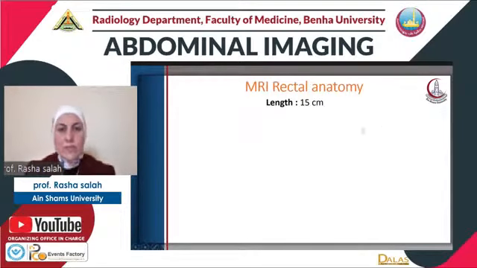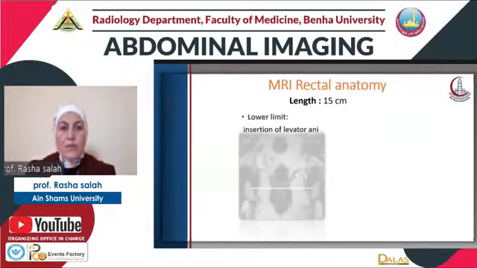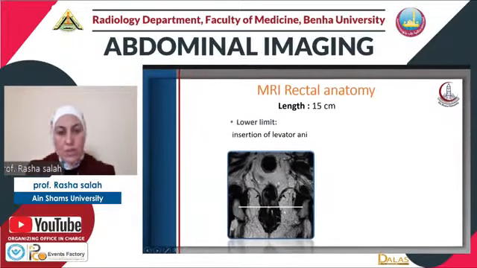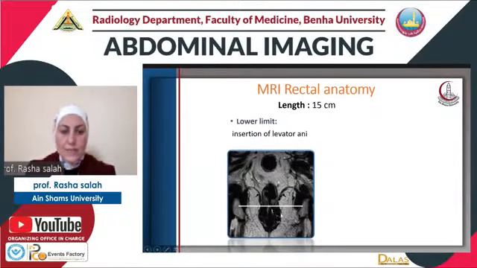First, we are going to discuss the rectal anatomy. The rectum is about 15 centimeters. Its lower limit is at the level of the anorectal junction, which is the insertion of the levator ani muscle. Here we can see, as our dear professor Dr. Rania mentioned, this is the puborectalis muscle, and this is the upper limit of the anorectal junction.